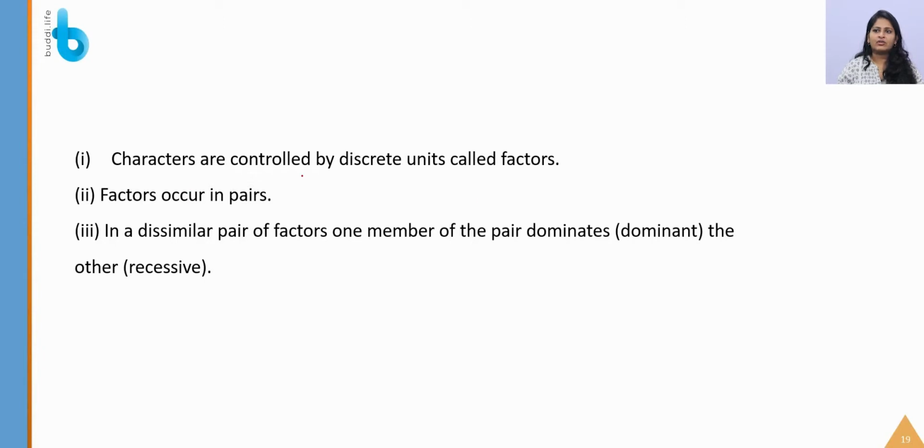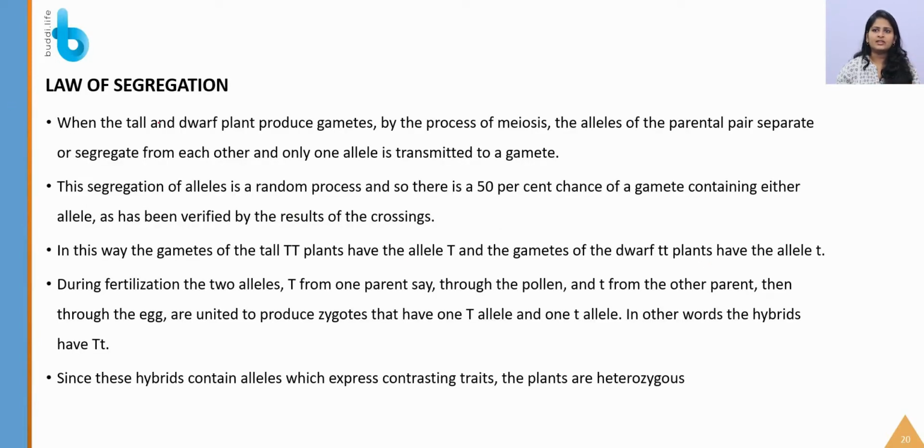So what did he conclude from this? Characters are controlled by discrete units called factors, and now we call them genes. And how do these genes occur? They occur only in pairs. In a dissimilar pair of factors, one member of the pair dominates and that is called dominant, whereas the other is recessive, that is not being expressed. So the next law will be the law of segregation.